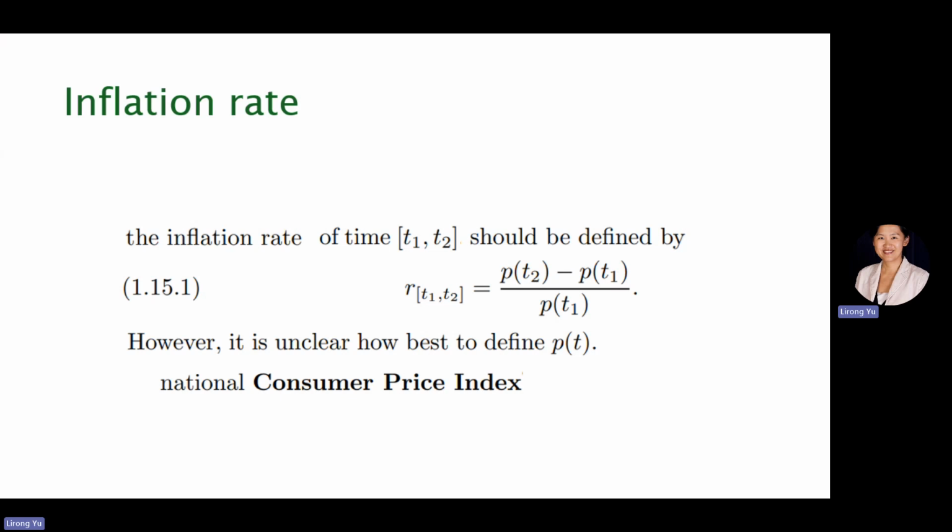But there's a slight problem. Exactly how do we know P_t, the price at time t? There's the price of an apple, price of bread, price of a computer, price of a car. So exactly which price are we using for determining the inflation rate? Using a different price, of course, you get a different number for the inflation rate. So here we say it's unclear how to best define P_t.